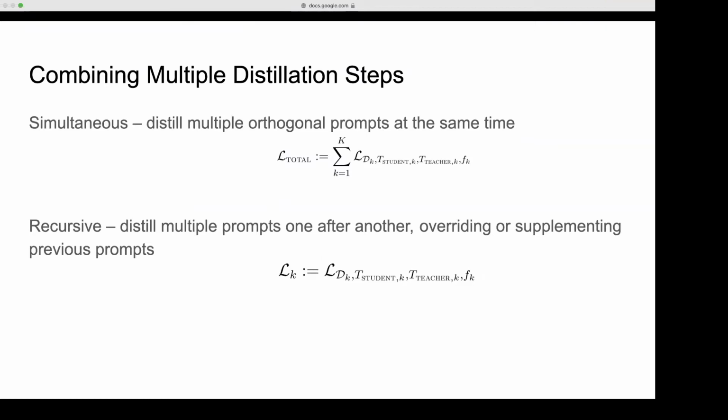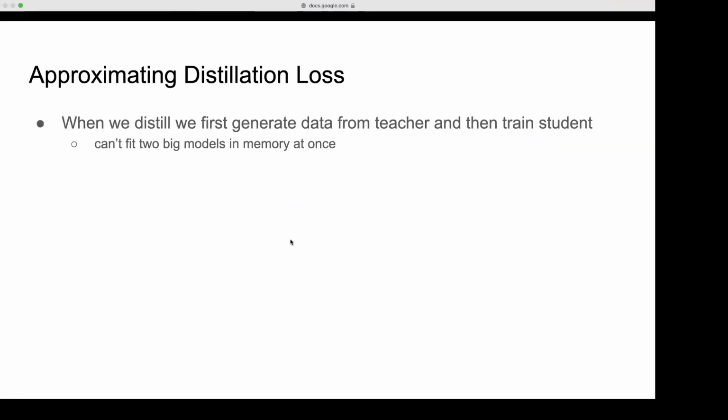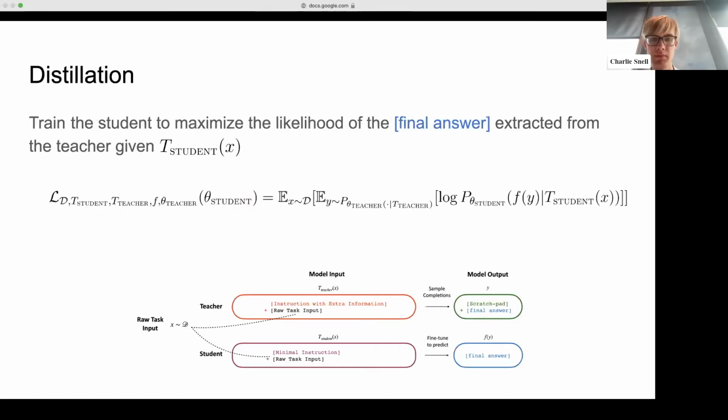Hey, Charlie, can you go back to the sampling part real quick? Yeah, so you sample different completions, is that it? Yeah. And then you fine-tune the model to predict the different samples. Yeah, to predict the final answer. Okay, and you said you approximate the distillation loss. Yes.